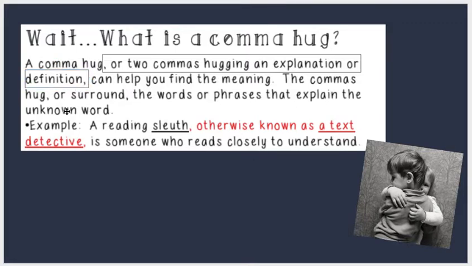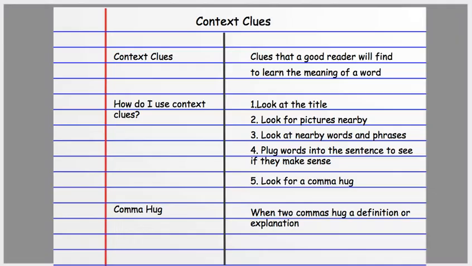The commas hug, and if you didn't know what hug means, it means surround. So you've got another comma hug right here where they're hugging or surrounding to tell you what hug means. Here's an example. A reading sleuth, otherwise known as a text detective, is someone who reads closely to understand. Those commas hug that definition of sleuth, in case you didn't know what a sleuth is. So, on your notes, you're going to add comma hug so that you know what you're looking for. And it's just when two commas hug a definition or explanation.